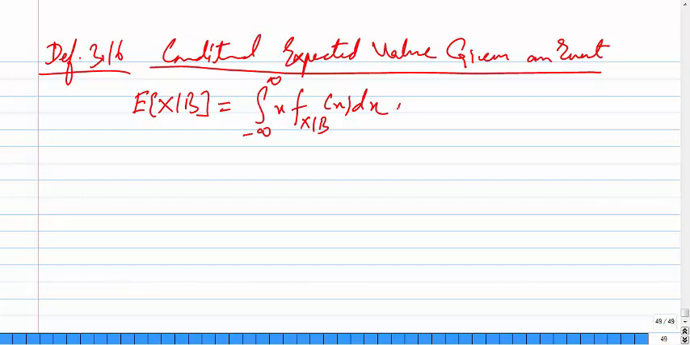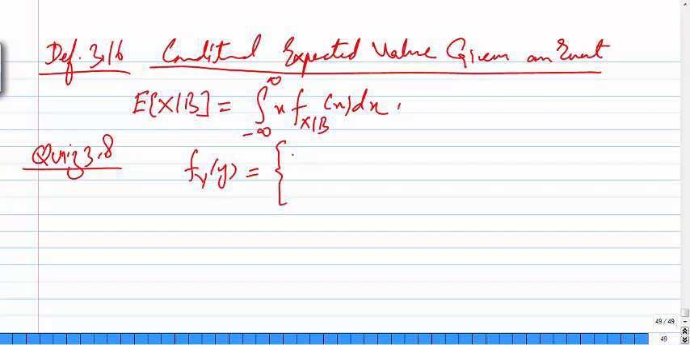Now let's do a quiz to conclude this chapter. This is quiz 3.8, and the quiz says that the probability density function of random variable Y is given to us. It is 1 by 10 between 0 and 10, and 0 otherwise. This is given to us, and we are asked to find the following.